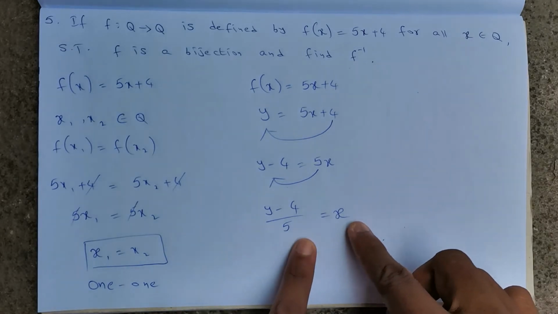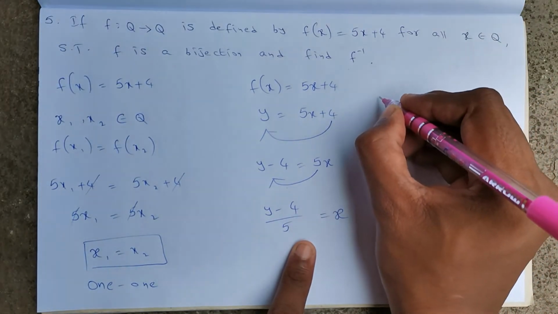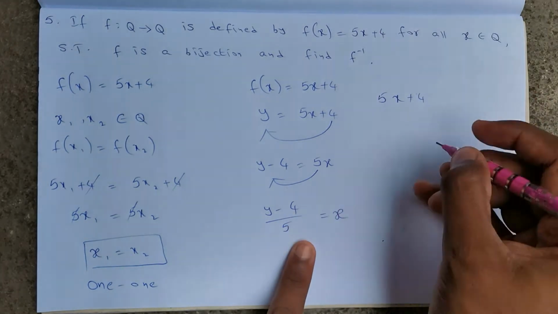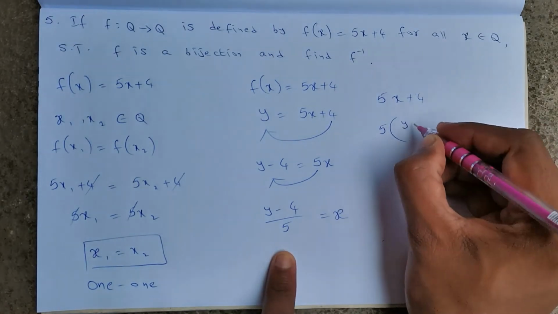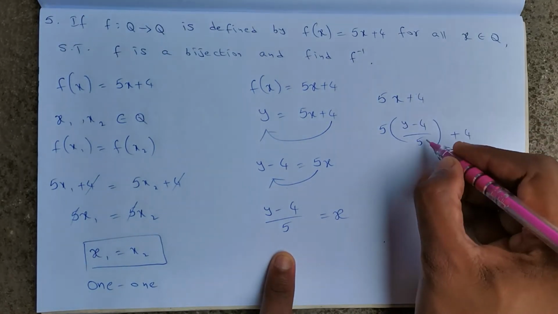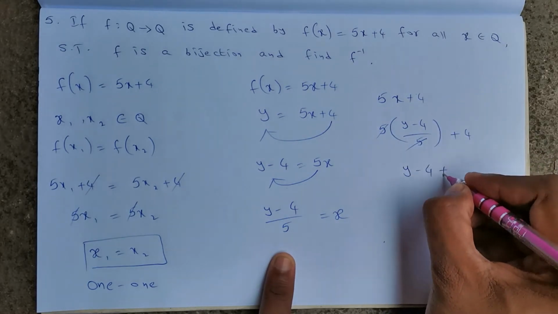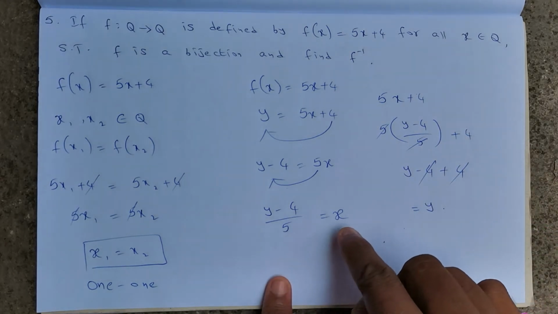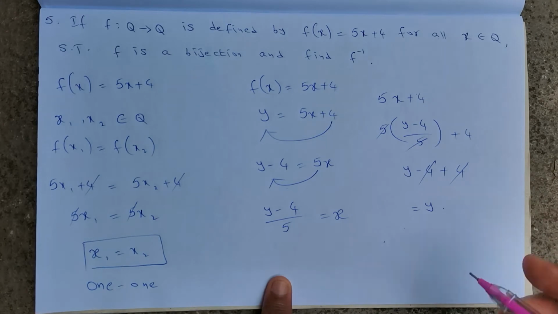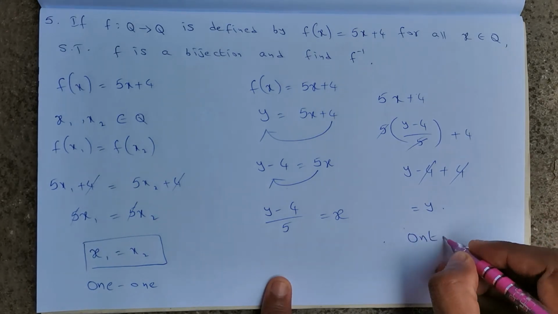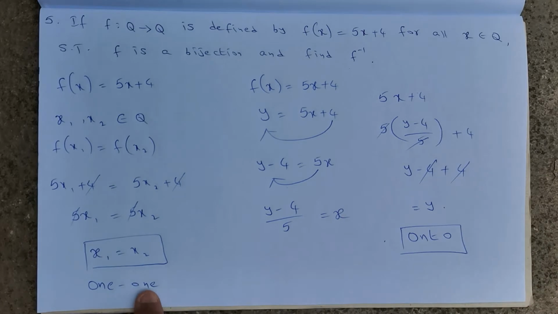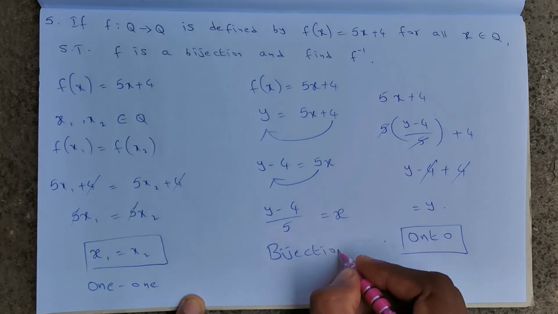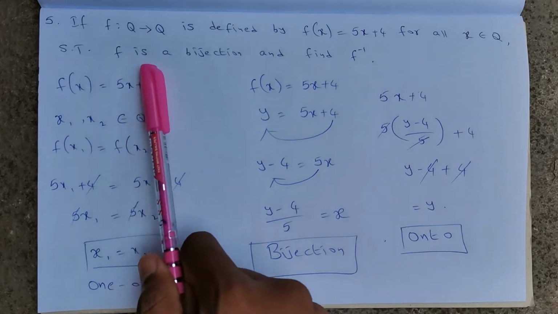Now this x value we need to substitute in the given function. 5x plus 4 is the function, so in the place of x, let us substitute this: 5 times y minus 4 divided by 5, plus 4 as it is. Here 5 will get cancelled, so we remain with y minus 4 plus 4. Minus 4 plus 4 both will get cancelled, so we remain with y. After substituting the x value in the given function, if we get the answer y, we can say that it is an onto function. The given function is one-one as well as onto, so definitely it is a bijection. So show that f is a bijection is completed.